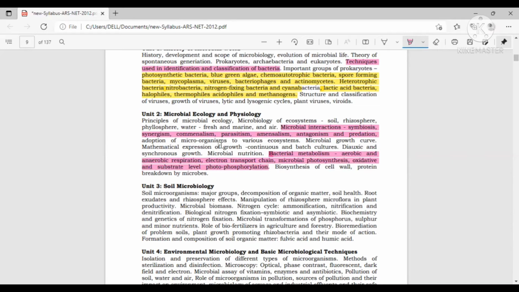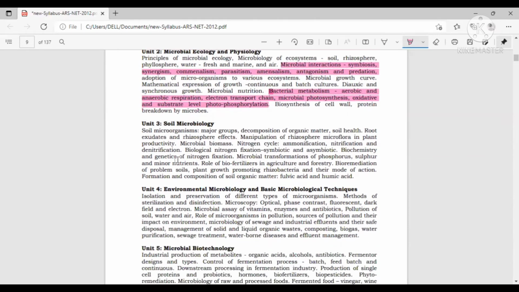So this is the important part that you have to focus on in unit 2. Then unit 3 is soil microbiology. In unit 3, there are a lot of general topics like what is rhizosphere, soil health, root exudate and its components, and all that you can read and move on.